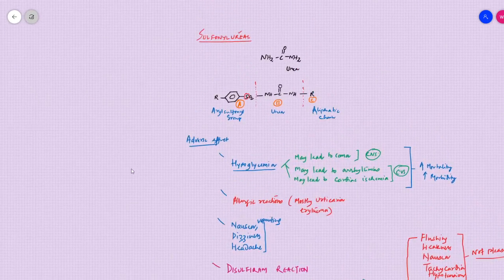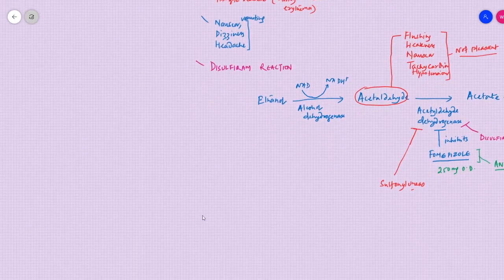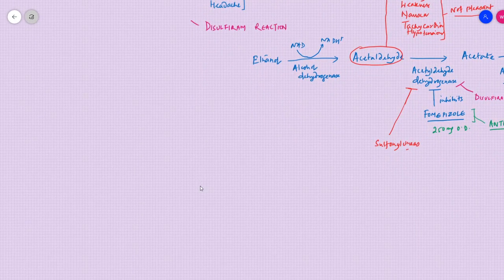So that's another adverse effect of sulfonylureas. What are the adverse effects that we have covered? Sulfonylureas, first and foremost, cause hypoglycemia. And because of the presence of sulfur, they cause allergic reactions manifested as urticaria and arrhythmia. And they have GI as well as CNS manifestations. In GI, we've got nausea, vomiting. And CNS is nausea, dizziness, headache due to this drug. And it inhibits acetaldehyde dehydrogenase, and therefore it causes the disulfiram reaction.